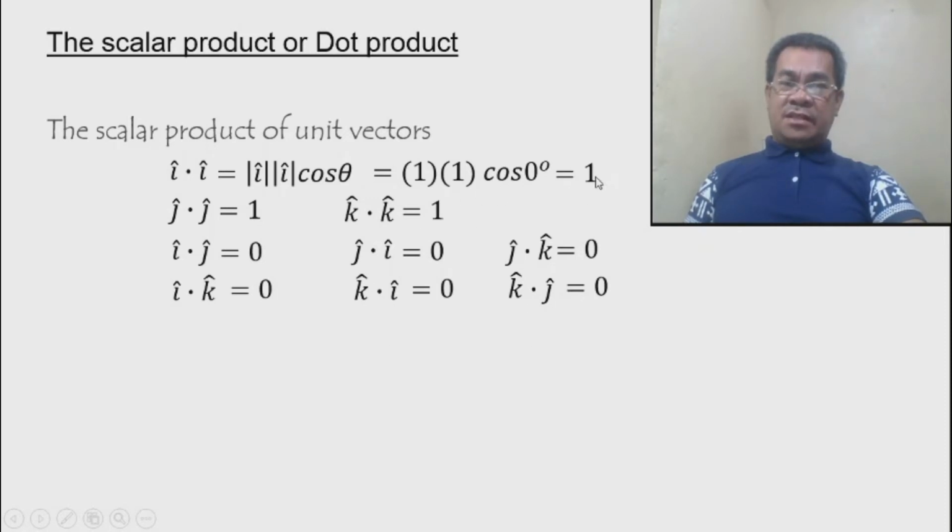This can be negative 1. Why? Because if this is negative i hat, then the answer is negative 1. If both of them are negative, then the answer is positive 1. But you will arrive at 1 if you are finding the dot product of itself. For example, i dot i is 1, j dot j is 1. But i dot j is 0.